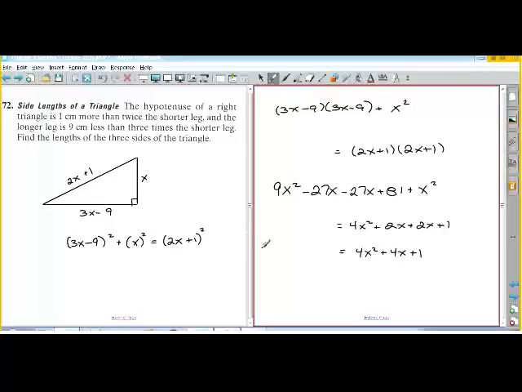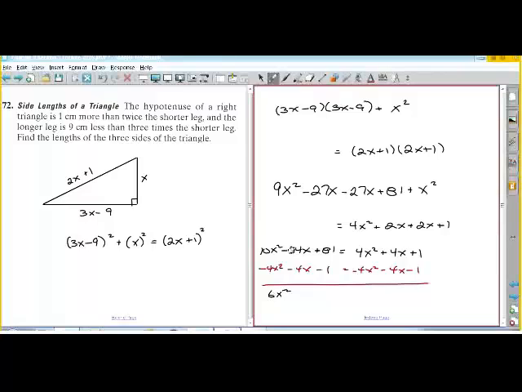So we've got 9x squared plus 1x squared, which gives me 10x squared. 27 and 27 is 54, so it's negative 54x. And then you add 81. So that's the right-hand side simplified. And then what we'll do is we'll subtract 4x squared, we'll subtract 4x, and we'll subtract 1 from both sides to get 0 on the right-hand side.